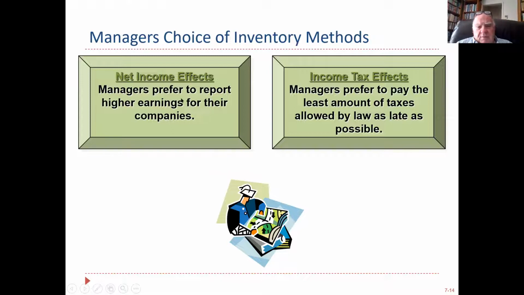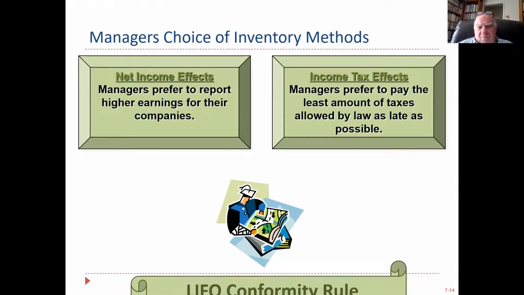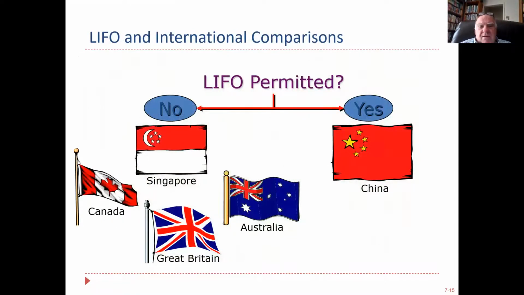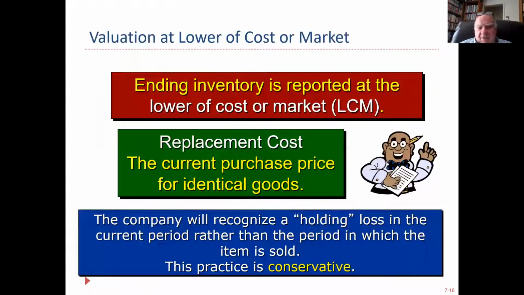So some companies want to make that big splash. Others say, heck, I'm going to pay the least amount of taxes as I can. And LIFO enables me to do that because it's going to show a lower net income. If last in, first out is used on the income tax return, it must also be used to calculate inventory and cost of goods sold for financial statements. I don't think we get into that test-wise. International, we're not going to talk about that.